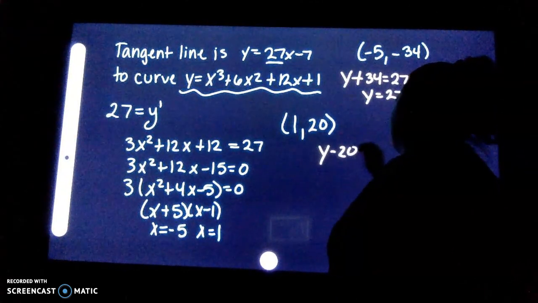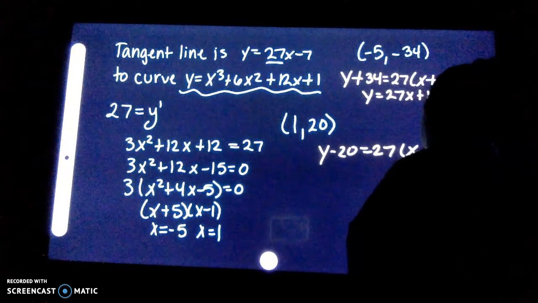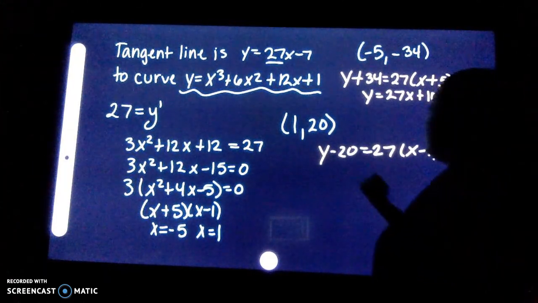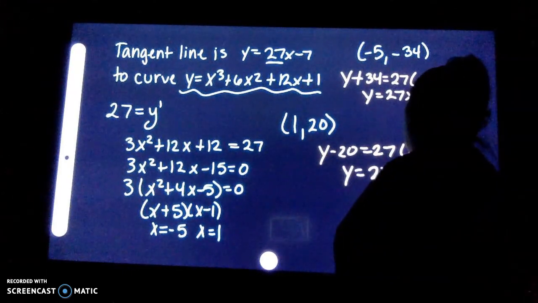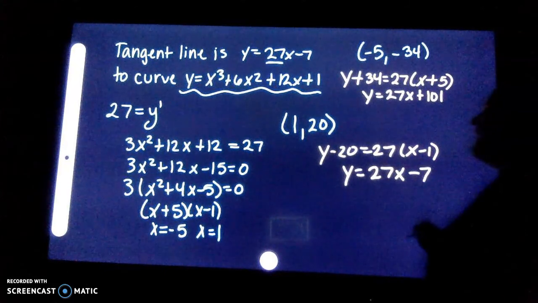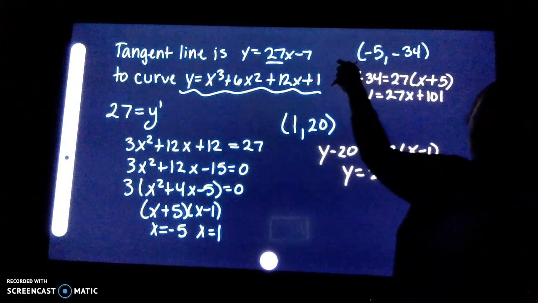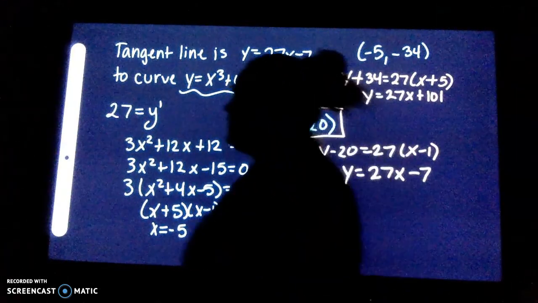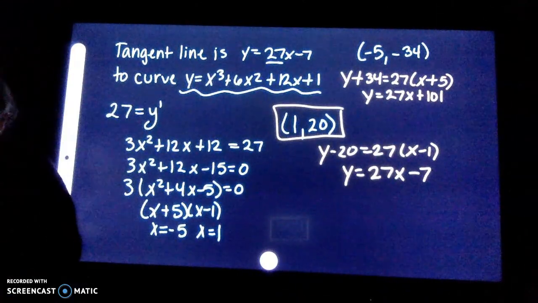So I go ahead and do point slope form here. I get y minus 20 equals 27 times x minus 1. Distribute and combine. I get 27x minus 27 plus 20 is negative 7, which matches the tangent line that I was given in the problem. So this is the point at which that is my tangent line.